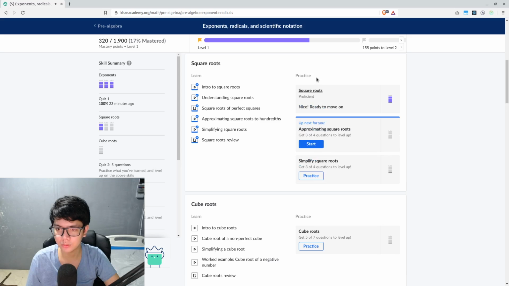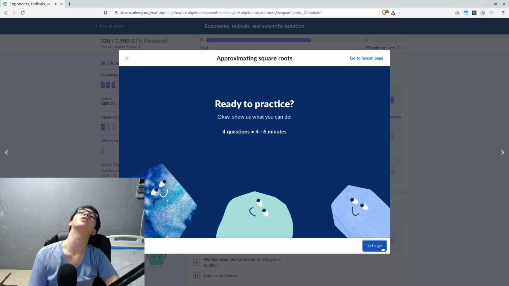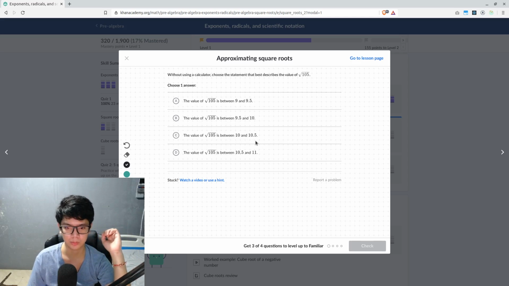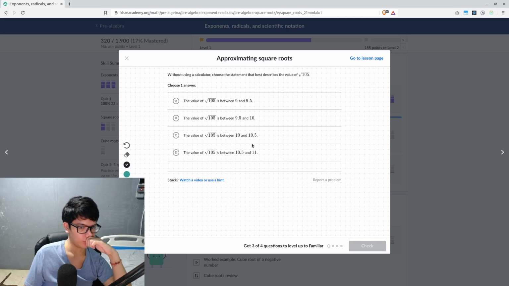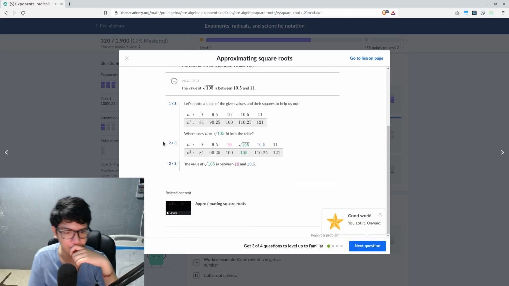Wait, what? Okay, cool. Approximating square roots. Oh man, it's going to be 100. Between 10 and... let's see how we solve this.